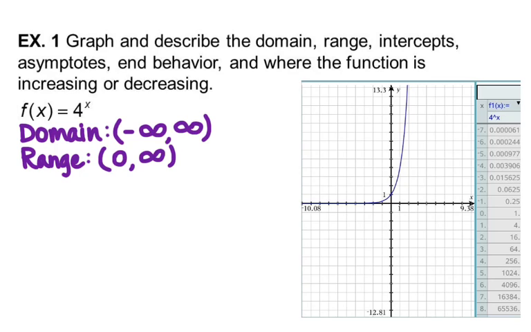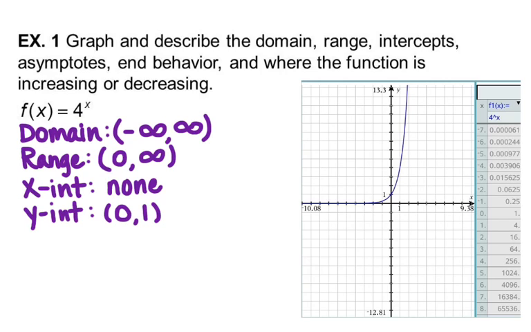Okay, next are the intercepts. So the x-intercept is where it touches the x-axis. And we've talked about that this graph is getting closer and closer to the x-axis, but it's never going to touch it, so it actually does not have an x-intercept. Then for the y-intercept, that's where x is equal to 0. And so for this function, that's going to be at 1. So 0, 1 on this graph is the y-intercept.